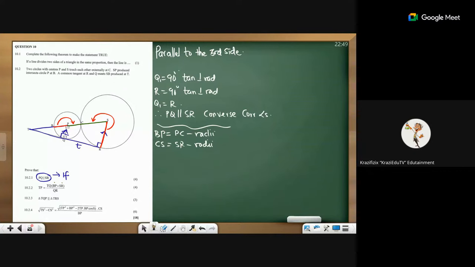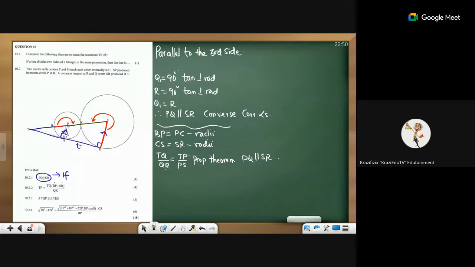So I will then say what? TQ over QR is equal to what? TP over PS. What's your reason? Proportionality theorem. And which lines are parallel? PQ parallel to SR. It's all about, guys, working from the question. Is that okay? Work from the question.